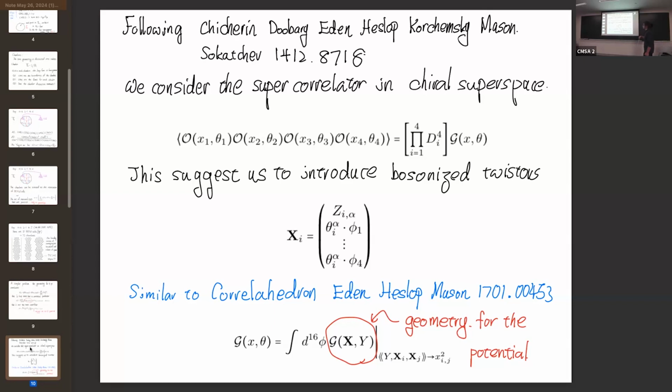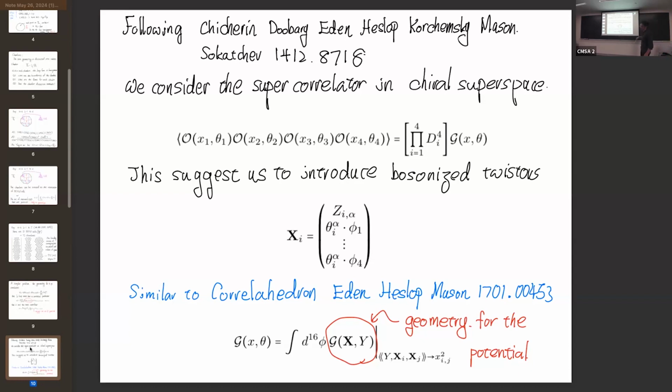Eden, Heslop, and Mason in 2017 already introduced a geometry associated with this f function. And there they also introduced the notion of bosonized twistors, which involves a usual twistor, which gives you the information of the bosonic degrees of freedom, and then the super twistors, where the fermionic degrees of freedom are contracted with a fermionic scalar function, so that this becomes bosonic. This is exactly like what you do for N=4 supernomials. Then you integrate over these phi's and you get your correlation function. Good. So this is the thing that would be interesting, and we'll be interested in this geometry here.